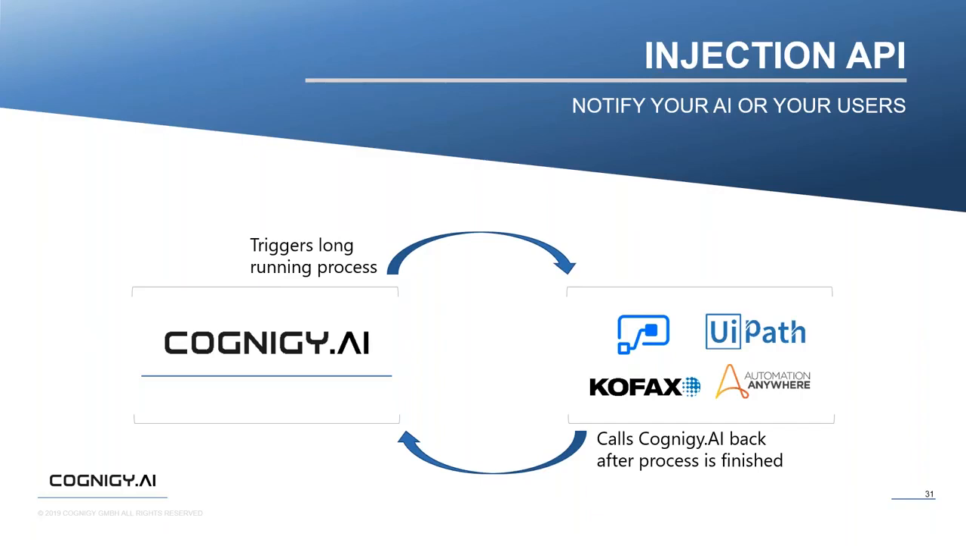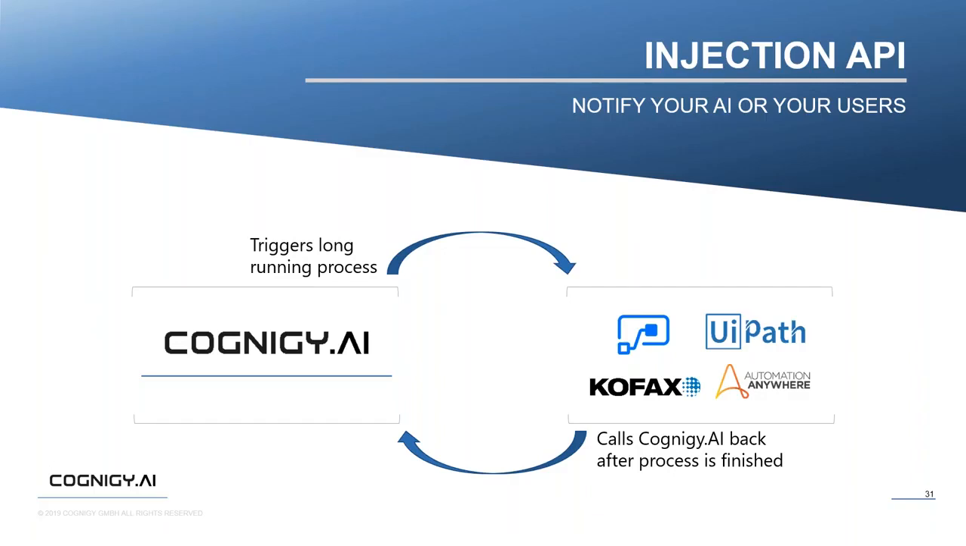The feature that enables this is a so-called injection API, through which external systems can inject information back into a running Cognigy.AI session after an arbitrary time span. This can be a minute, an hour, or a day. It doesn't really matter what time span it is. And when the third-party system comes back, Cognigy.AI will process that input and send the answer back to the user.